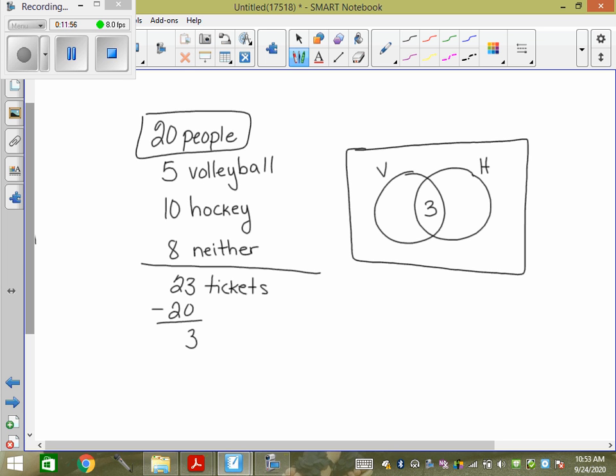Now they could just ask us in this question how many are in both. That's a good question to ask. Or, to make it a little harder, they could ask how many are in hockey only, or how many are in volleyball only, which indirectly makes you find the and, but it doesn't tell you to. So hockey has 10, so this would be 7. Volleyball has 5, so this would be 2. And then how many would be on the outside? 8. So now I could ask you how many are in hockey only, you would say 7.